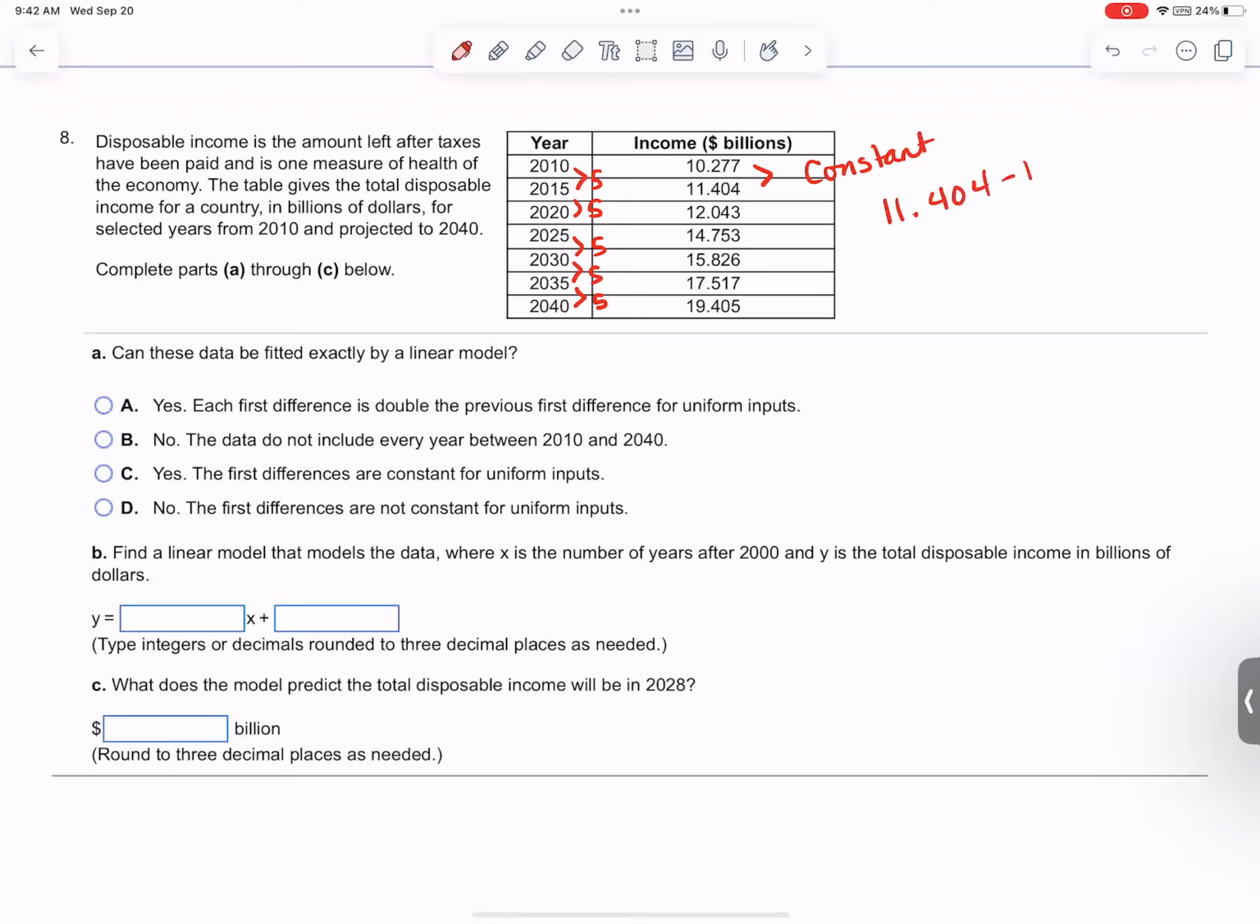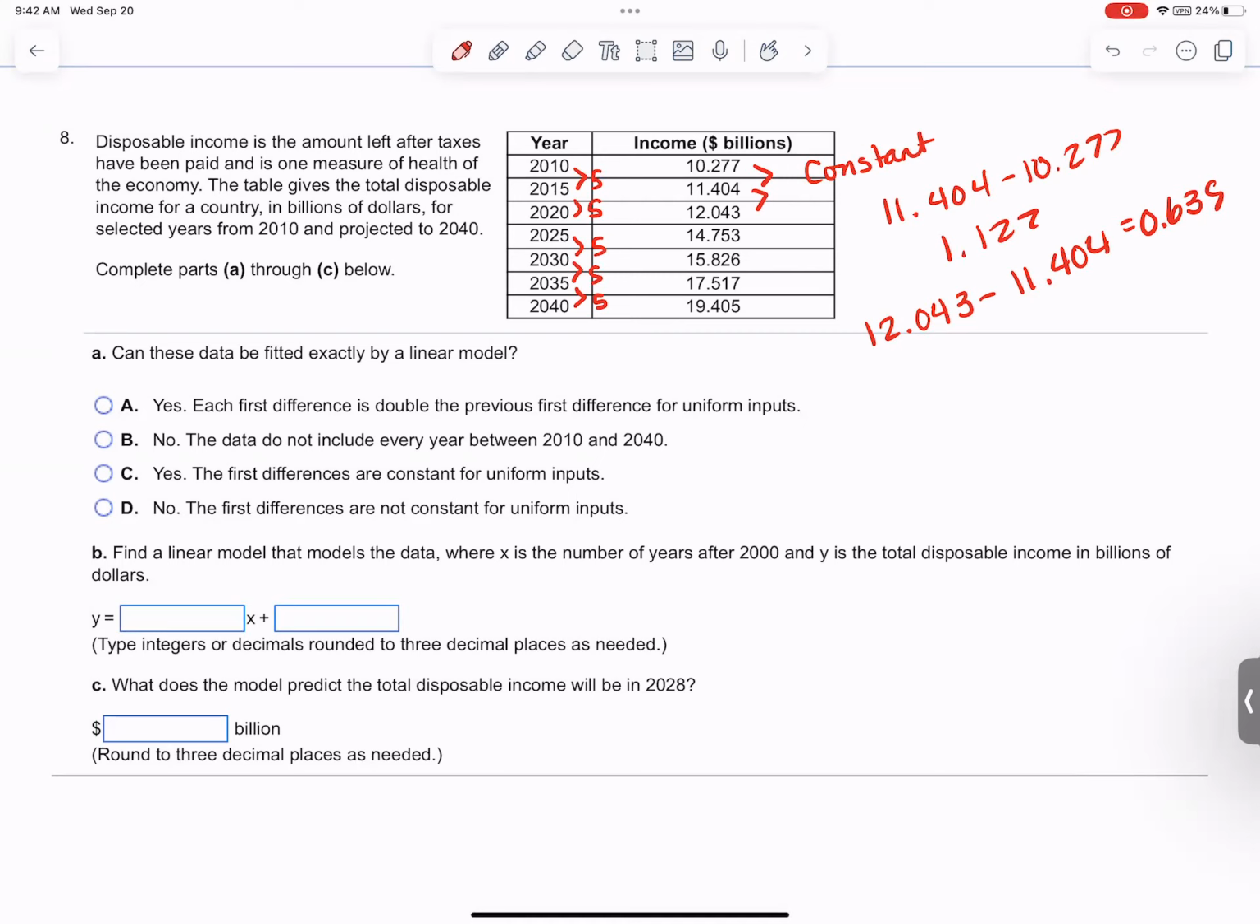11,404 minus 10,277. My calculator says this is 1.127, and then check the next two, 12.043 minus 11.404. My calculator says this is 0.639. So the answer is no. Since the increases in the income is not constant, this can't be modeled exactly by a linear function.